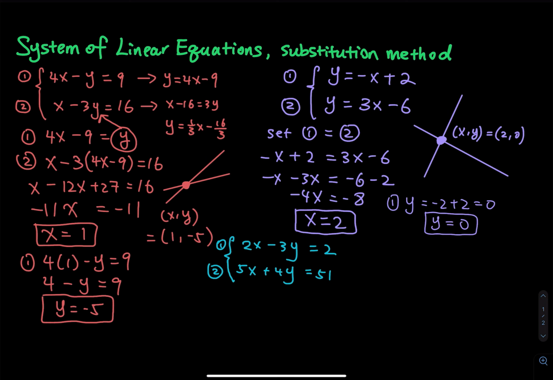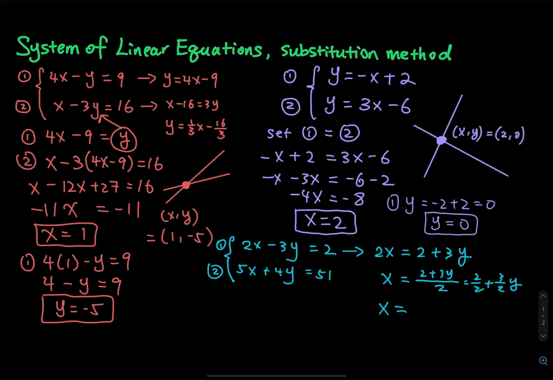Which one should I rewrite? I would like to rewrite equation number 1. So equation number 1, how about this? We have 2x equals 2 plus 3y. And then what is x equal to? When you divide both sides by 2, you have 2 plus 3y divided by 2. So you have 2 divided by 2 plus 3 divided by 2, and then there is a y. So x equals 1 plus 3 over 2 y. And then this is the first equation. And then I am going to plug in this x to the second equation right over here.